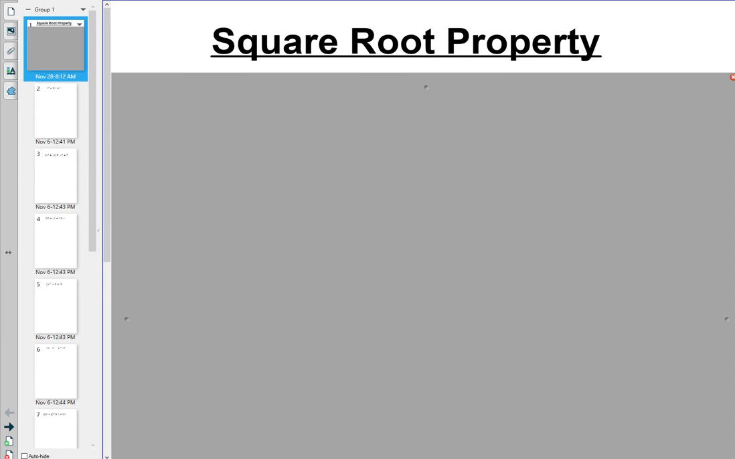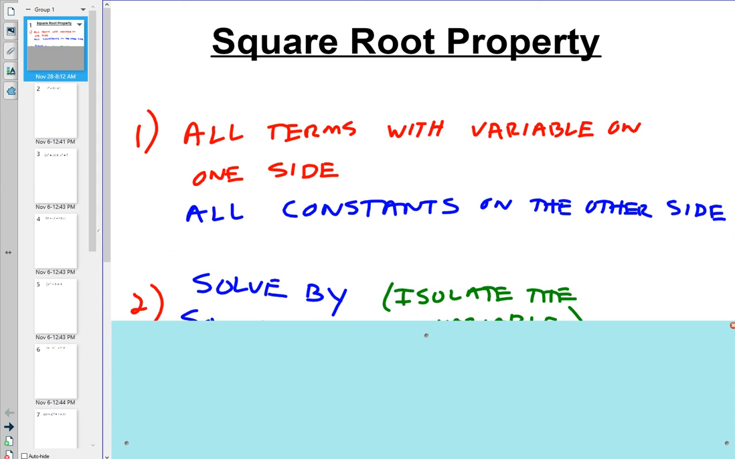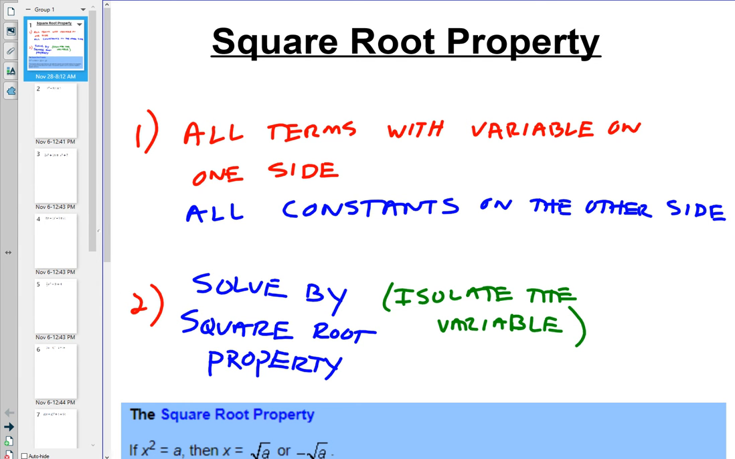The first one is by using square root property. You could maybe argue this will be the easiest of the bunch. Tomorrow is going to be the pain in the neck. Anywho, so let me just write this out at the same time.